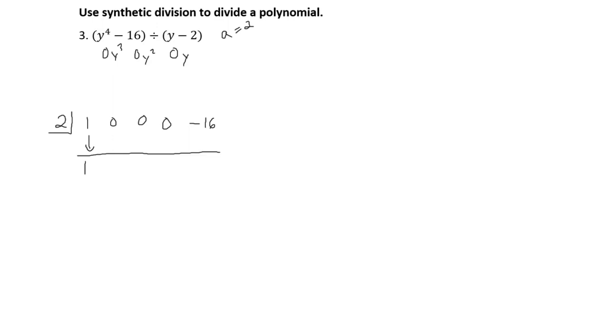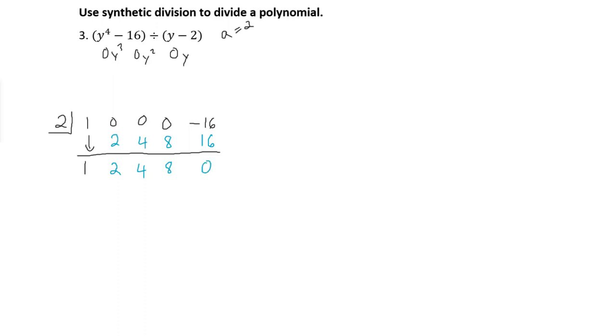All right, so start out like we did before. Multiply by 2, we get a 2. Combine, you get a 2. Multiply, you get a 4. Combine, you get a 4. Multiply by 2, you get an 8. Combine, you get an 8. 2 times 8 gives you 16. Combine, you get a 0.